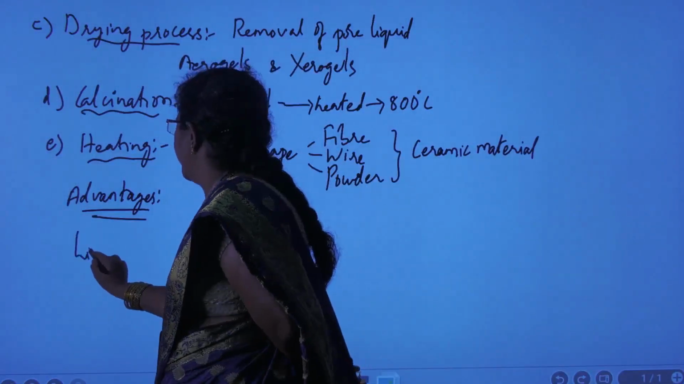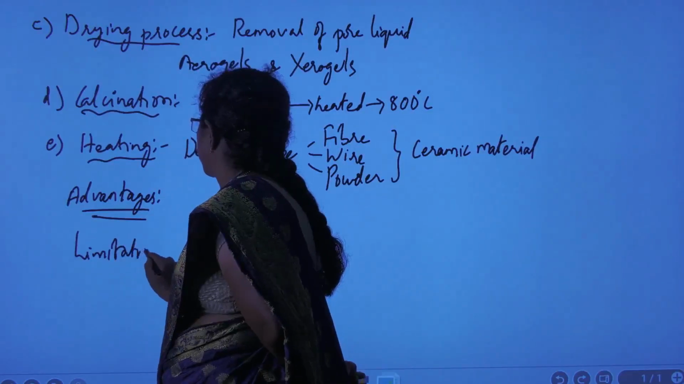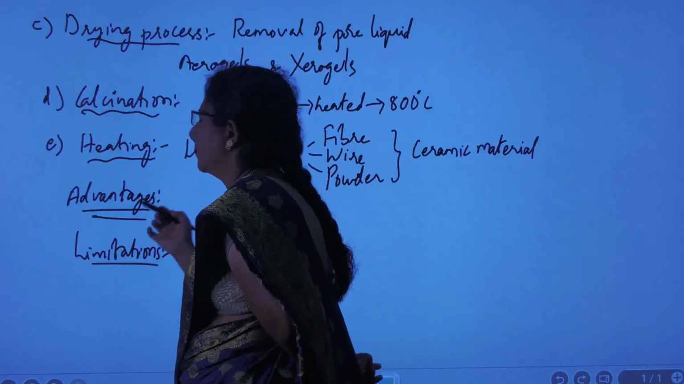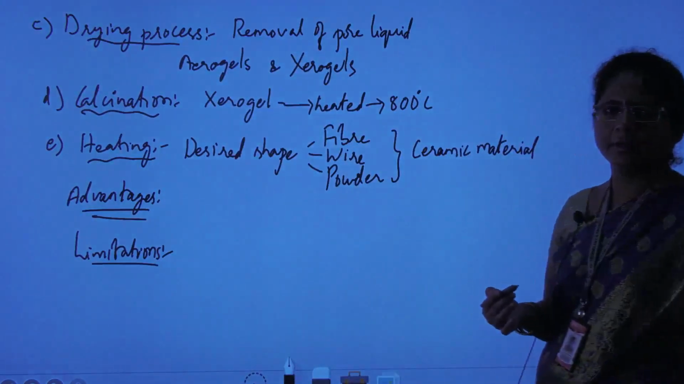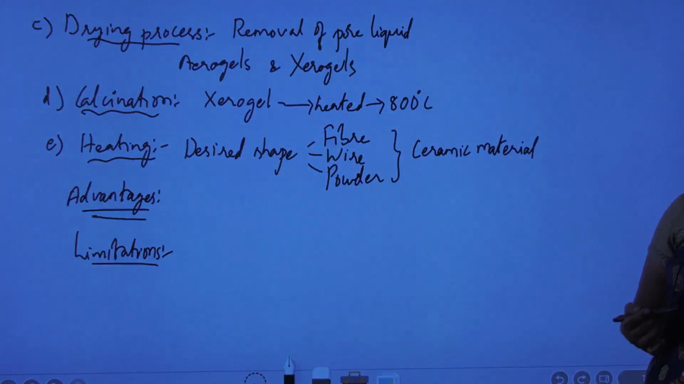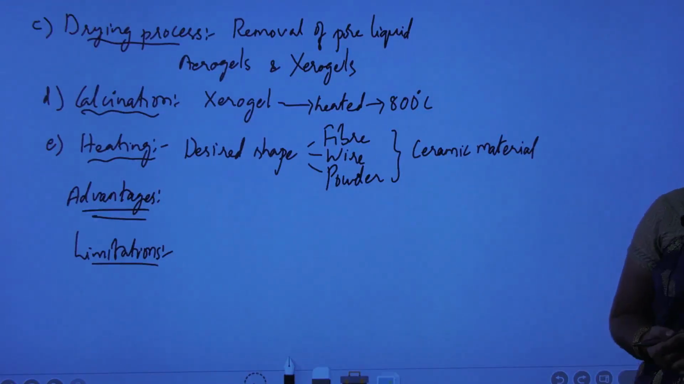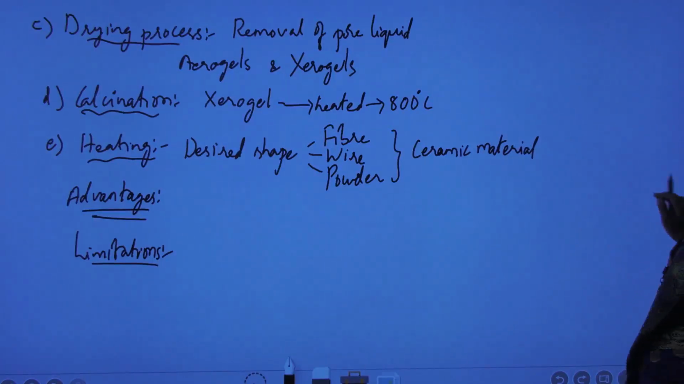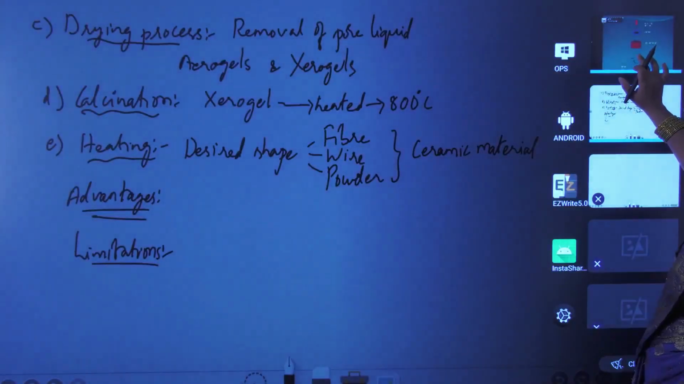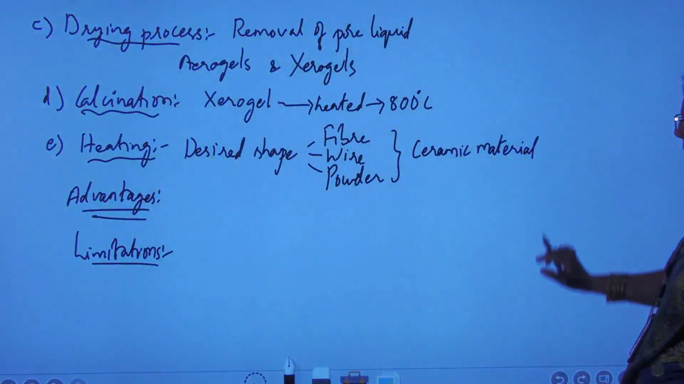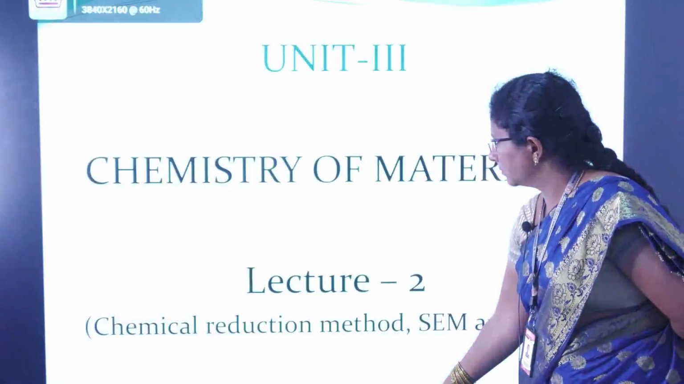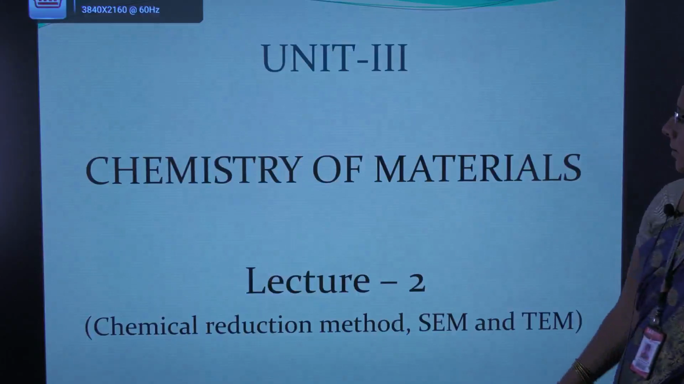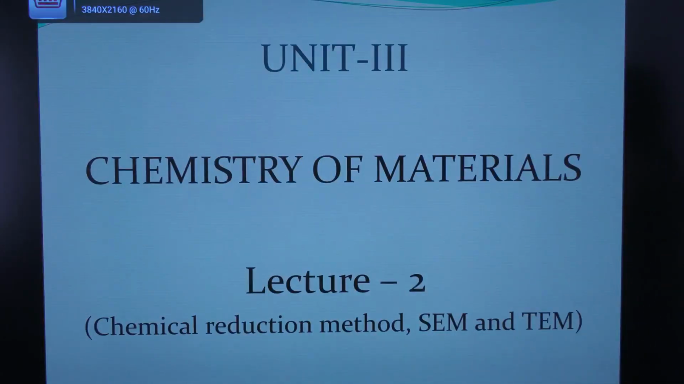And this method has some limitations. What are those limitations? Weak bonding, low wear resistance, and substrate dependency are some of the limitations of this sol-gel method. So now coming to our second lecture. The second lecture is on chemical reduction method, SEM and TEM.